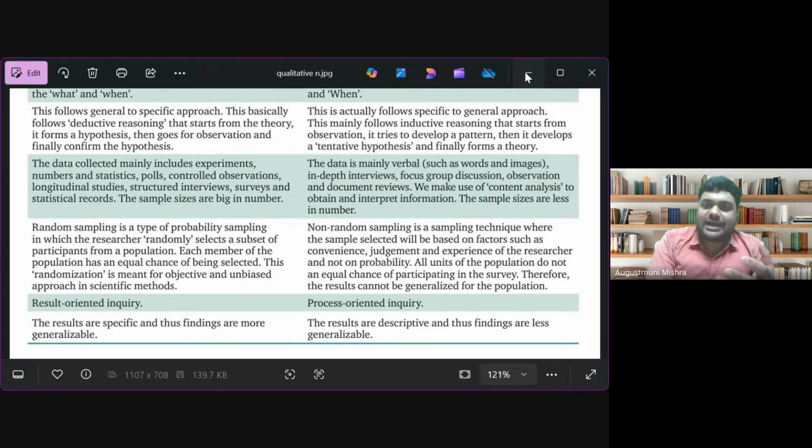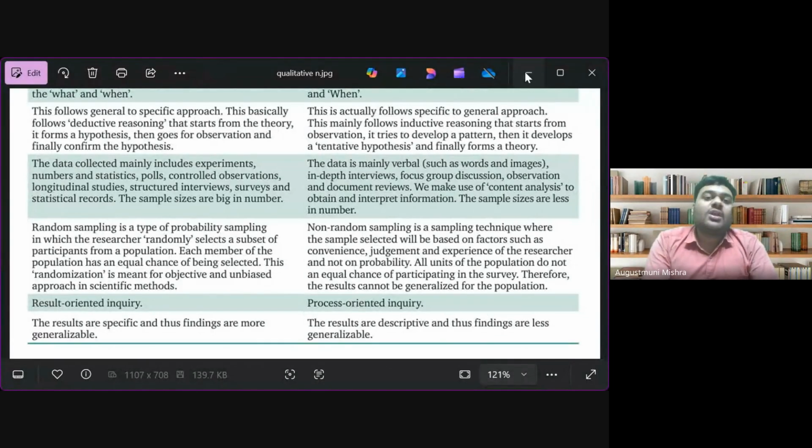Maybe you can take data from your nearby people. If it is convenient, then you can take it. On the basis of judgment, on the basis of the experience you have, you can collect the data, not on the basis of probability. You are not just choosing them randomly. You are deciding properly that this particular population is my sample.